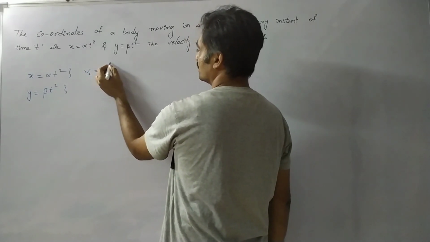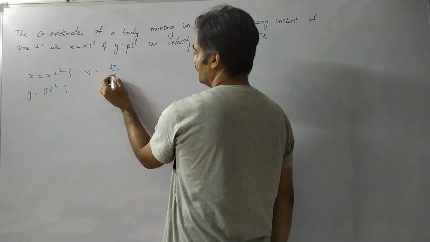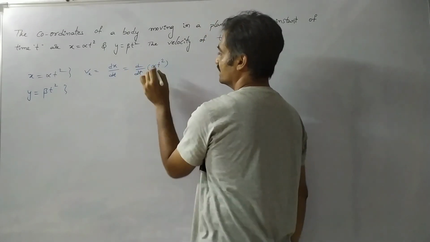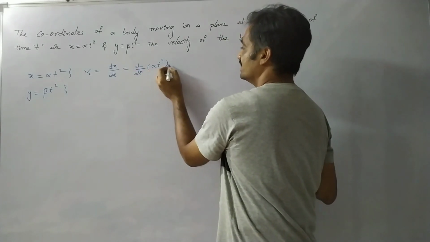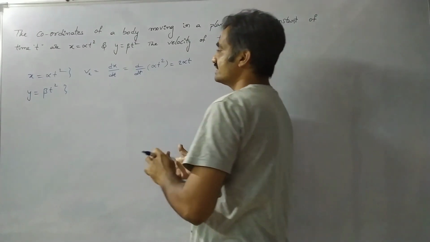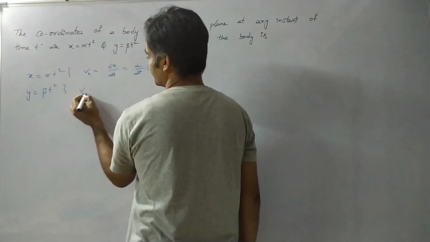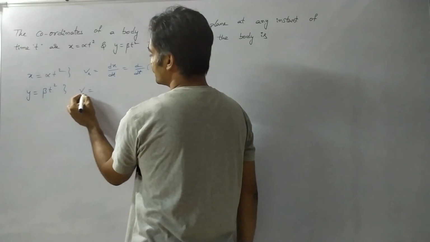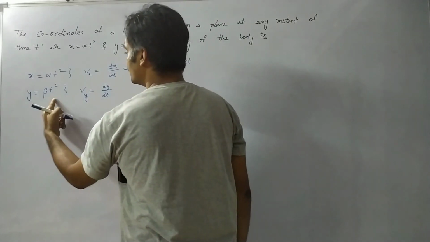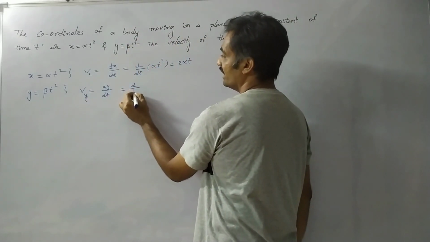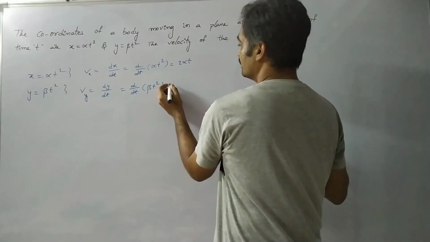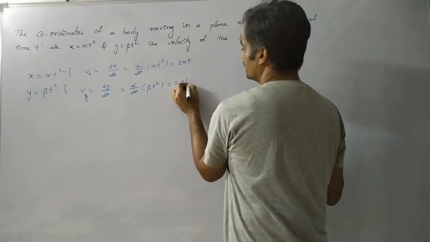V suffix x equals dx by dt, which equals d by dt of alpha t square. Well, we know that d by dt of t square is nothing but 2t. So we get 2 alpha t. Whereas now we have to represent the velocity along the vertical axis, where we know that v suffix y equals dy by dt. So if we substitute this value, here we get d by dt of beta t square. On differentiating this equation, here we get 2 beta t.